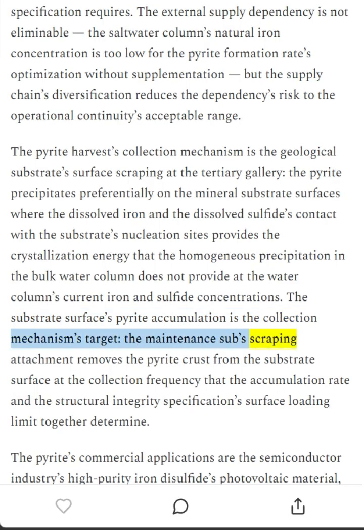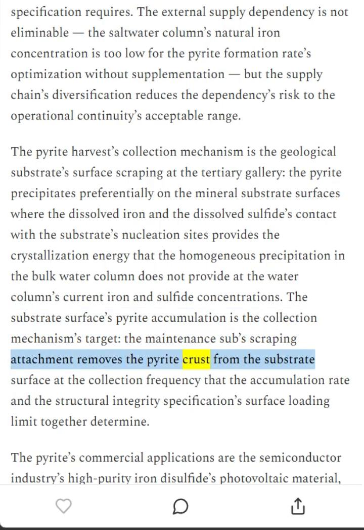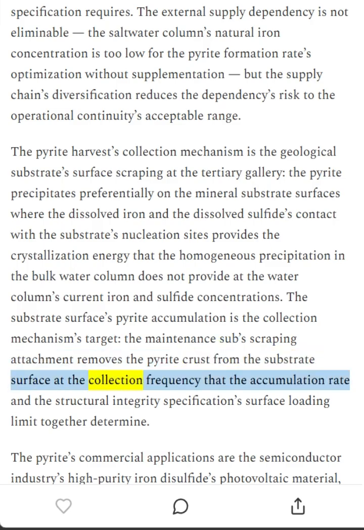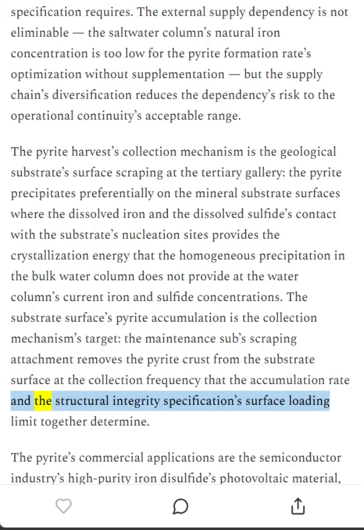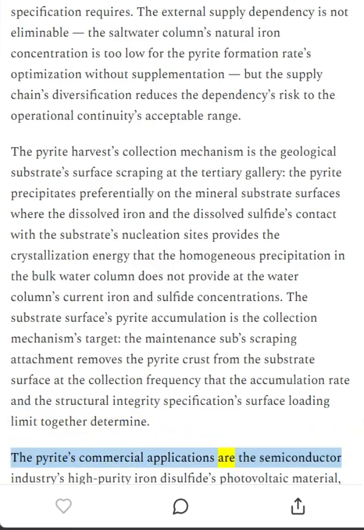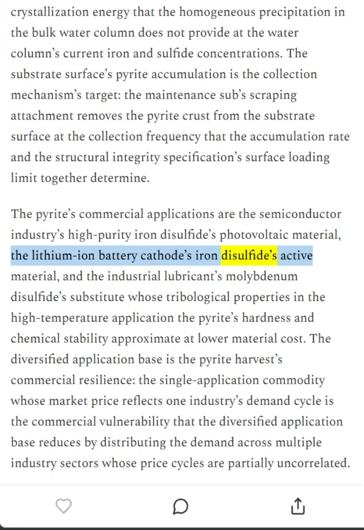The maintenance sub-scraping attachment removes the pyrite crust from the substrate surface at the collection frequency that the accumulation rate and the structural integrity specification's surface loading limit together determine. The pyrite's commercial applications are the semiconductor industry's high-purity iron disulfide photovoltaic material, the lithium-ion battery cathodes' iron disulfide active material, and the industrial lubricants' molybdenum disulfide substitute, whose tribological properties in high-temperature applications the pyrite's hardness and chemical stability approximate at lower material cost.